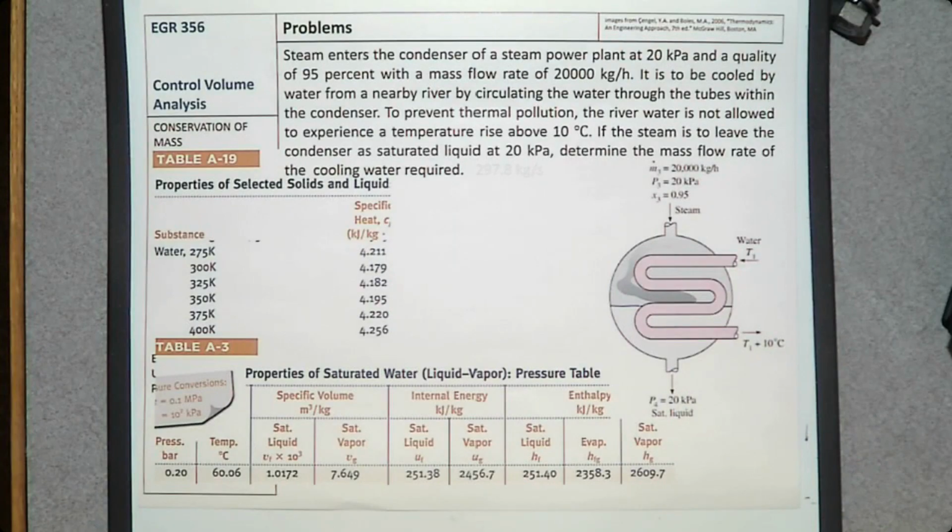So what happens? The fish in the river are going to die, right? No. By circulating the water through the tubes within the condenser. So to prevent thermal pollution, the river water is not allowed to experience a temperature rise above 10 degrees Celsius. A temperature rise of 10 degrees Celsius is already too much, isn't it?